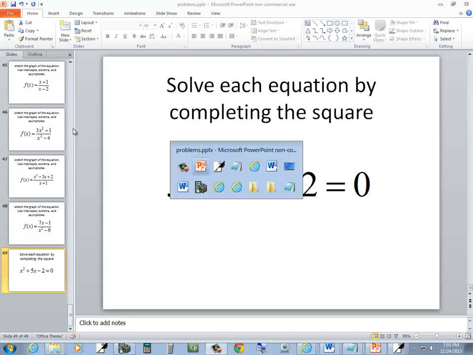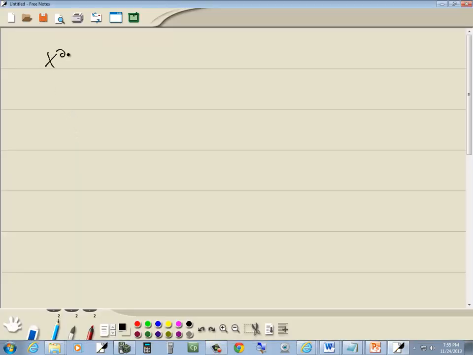Let's take a look at this problem. We got x squared plus 5x minus 2 equals 0, and we want to solve it using completing the square. Now our first step is to divide everything by the number in front of our x squared. But there is no number in front of our x squared.